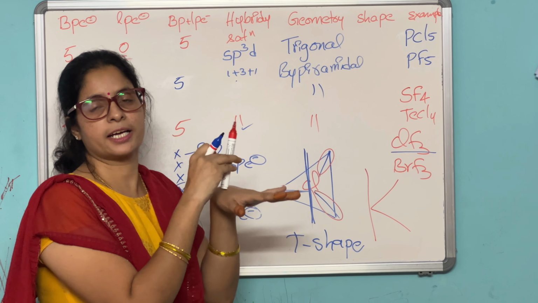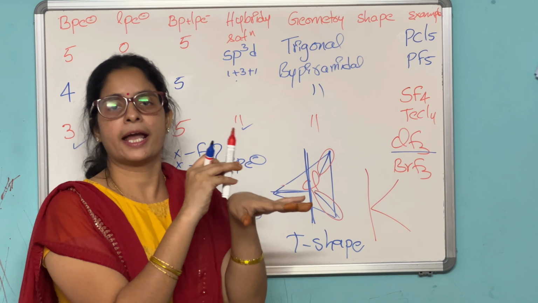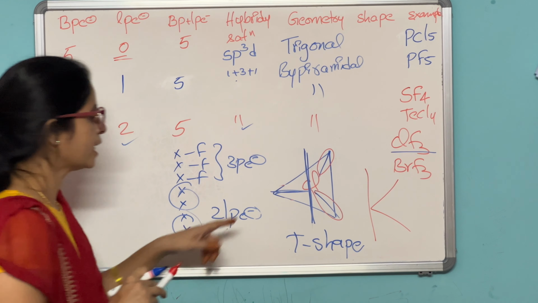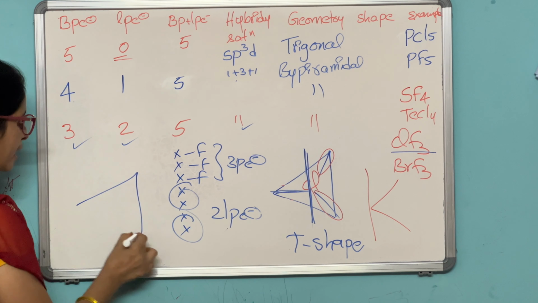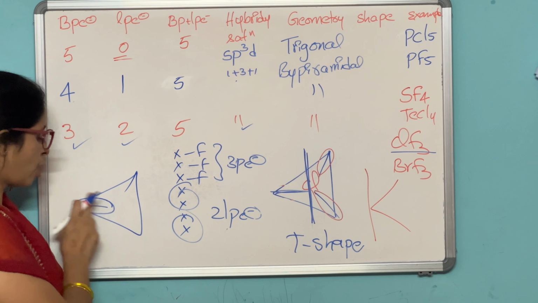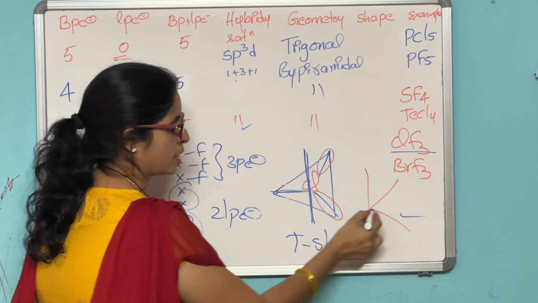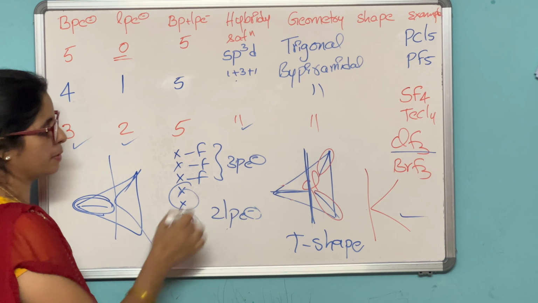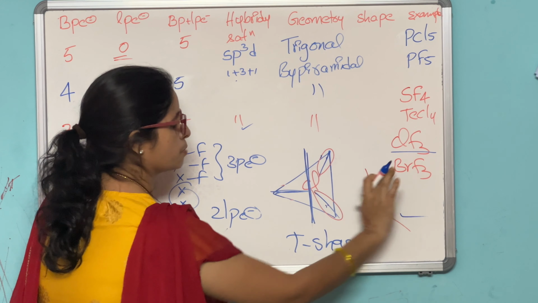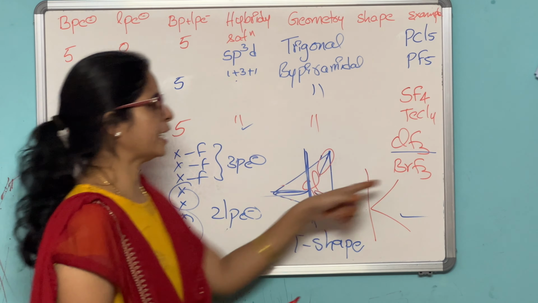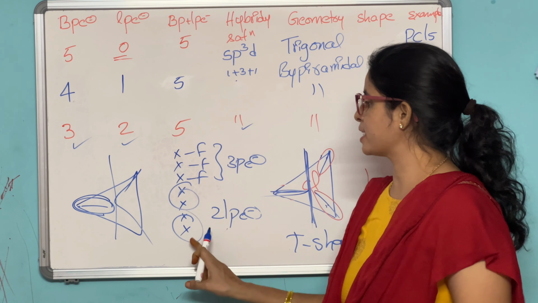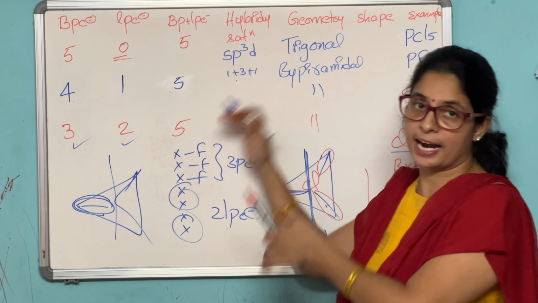Lone pairs always try to accommodate in such a position that there is less repulsion and more stability. If one lone pair is there, it occupies an equatorial corner, and excluding it gives the seesaw structure. If two lone pairs are there, they occupy two equatorial positions, we exclude them, and the shape is T shape. Take any one example and follow the procedure I have given, and you can calculate the hybridization, bond pairs and lone pairs, and the geometry and the shape.